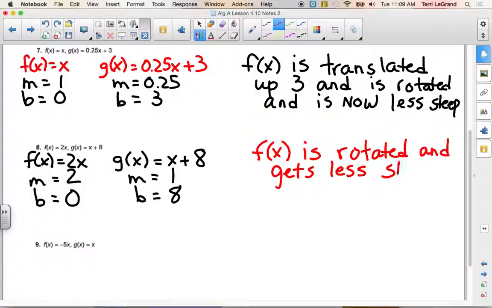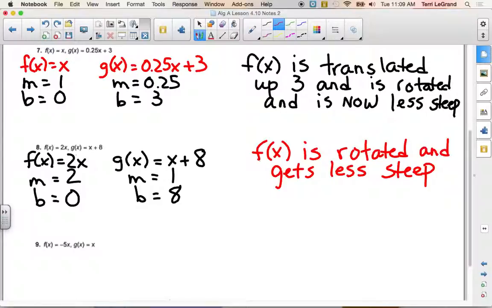Now, this time it's a little bit tricky because the new slope is 1. How do we say that? Because we can't say, well, it got less than 1. How are we going to compare this time? It started as 2 and it went to 1. Did it get smaller? Yeah, if the slope gets smaller, it gets less steep. If the slope gets bigger, it gets steeper. So is rotating and getting less steep all that happens?